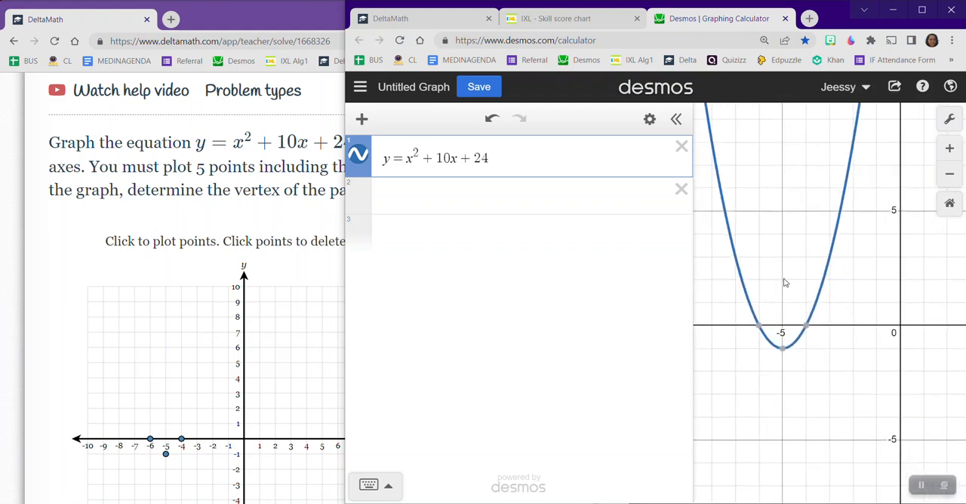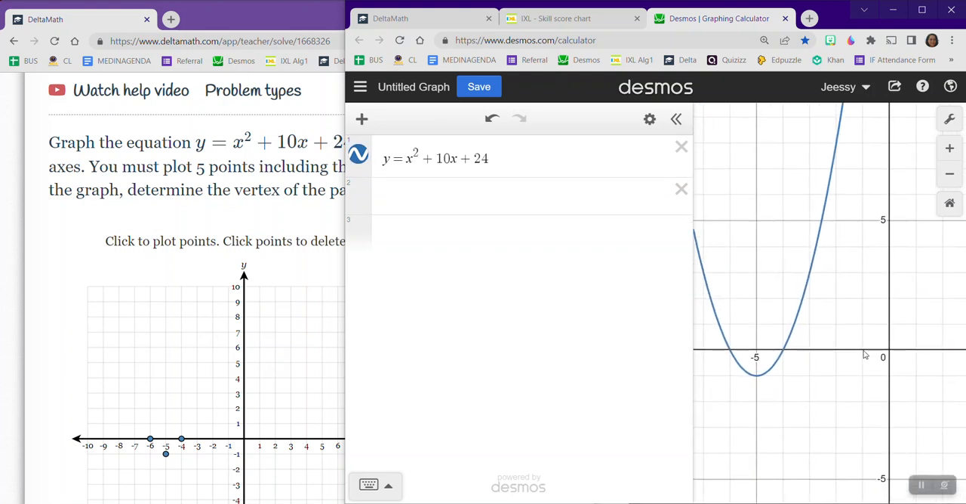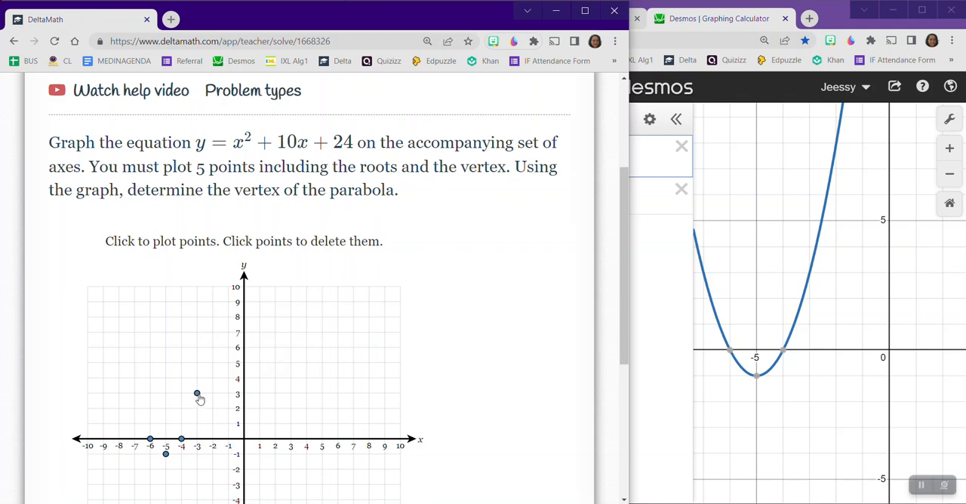You gotta zoom in better for this stuff. Negative 1, negative 2, negative 3, negative 4, negative 5. So negative 1, negative 2, negative 3. So negative 3, 3. Oh, it's so hard. There it is, negative 3, 3. And then the other one is going to be negative 7, 3.